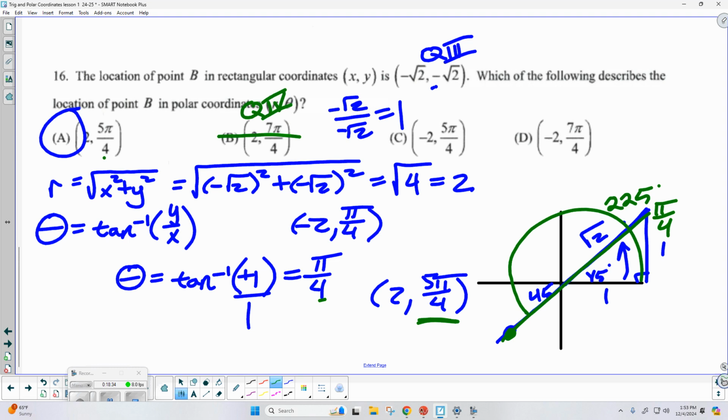Now, this one right here, the good news is 5 pi over 4 is in quadrant 3, but what happens with the negative radius? It pushes it in the opposite direction, so this is actually in quadrant 1. So that's why C is out. And then what quadrant is D in? It's in 2, because 7 pi over 4 is in the 4th quadrant, but again, the negative radius pushes it the opposite direction. So even if you forgot the formulas, you could still just eliminate all those.